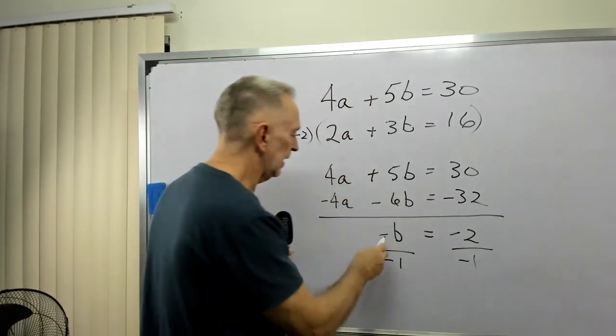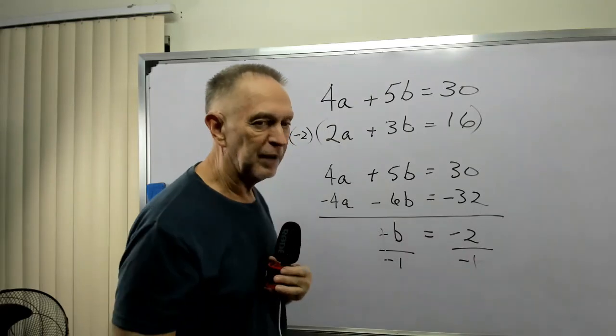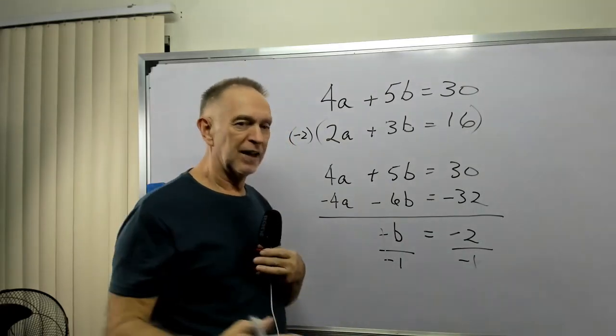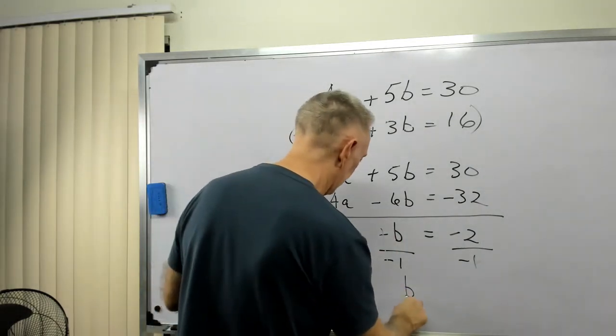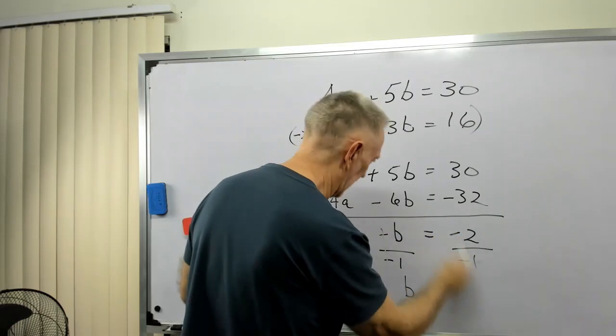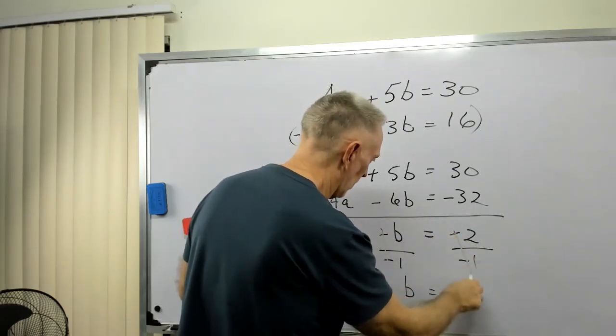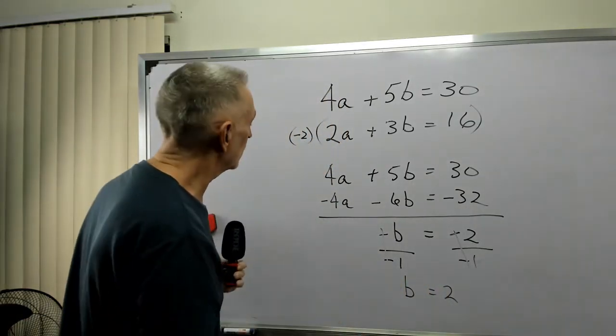Negative divided by negative, it's just like apple divided by apple. 10 divided by 10, the answer is 1. 1 times b is b. Negative divided by negative is 1. It just cancels itself. So that wipes out and I end up with just 2. So b equals 2.